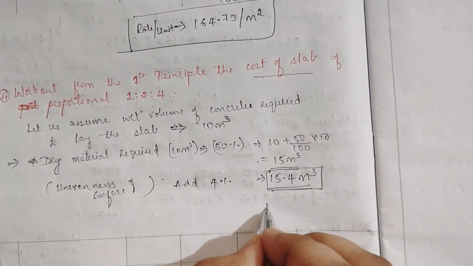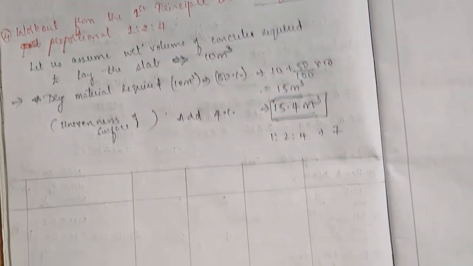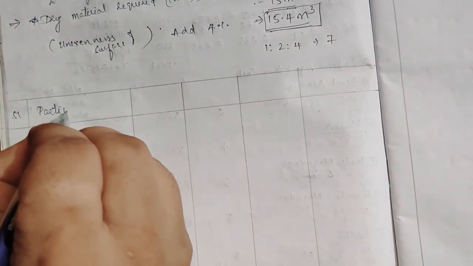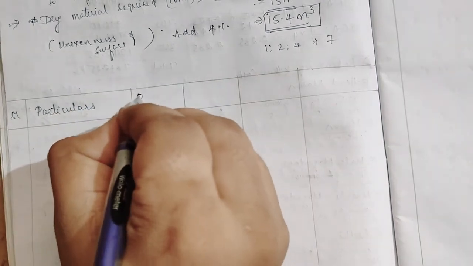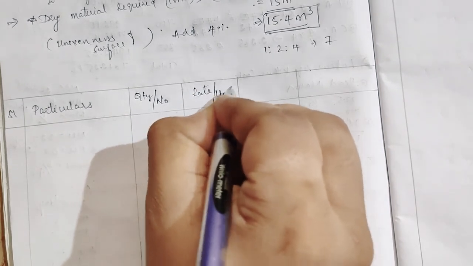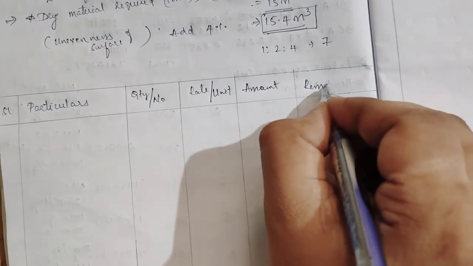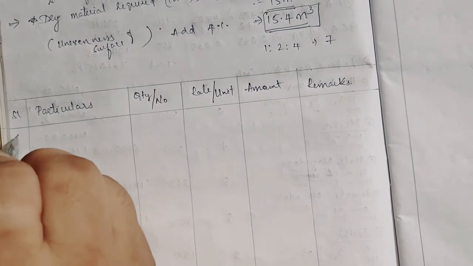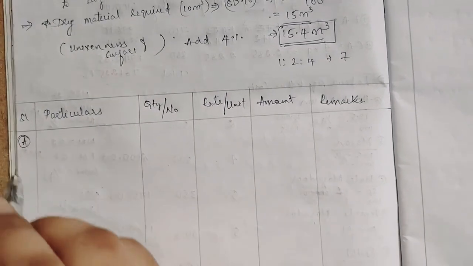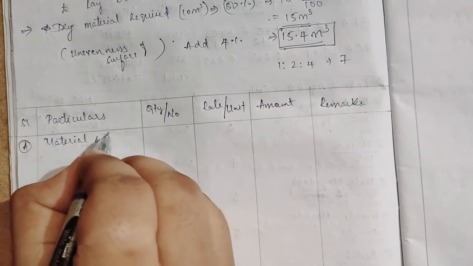So what is the ratio given? 1:2:4. It will be 7 if I add. So this first box you are familiar with now: serial number, particulars, quantity or number, rate per unit, amount, remarks. So the first one is the quantity of material and its cost.